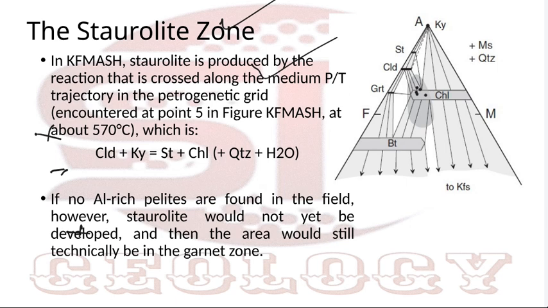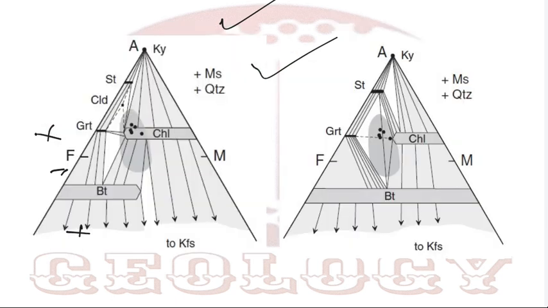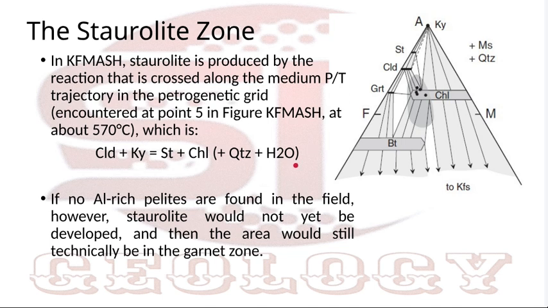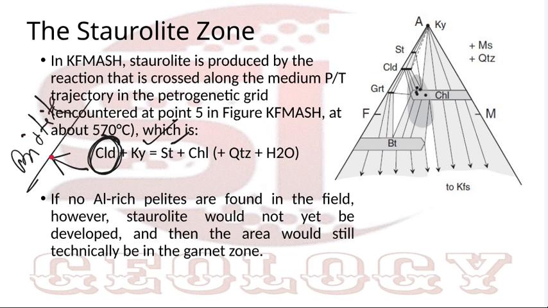Next comes your staurolite zone. Where is the staurolite zone? Yes, so here is the staurolite zone. Here see this chloritoid. This chloritoid reacts with kyanite and gives staurolite. Okay, chloritoid reacts with kyanite. This chloritoid appeared in the biotite zone.